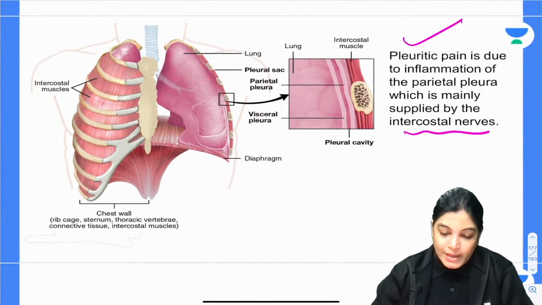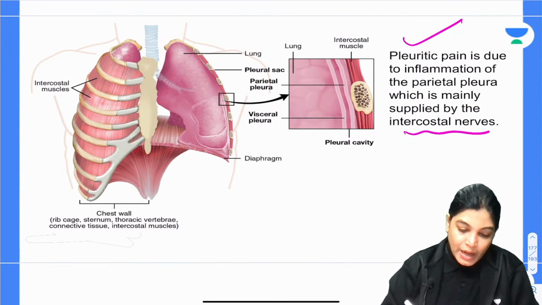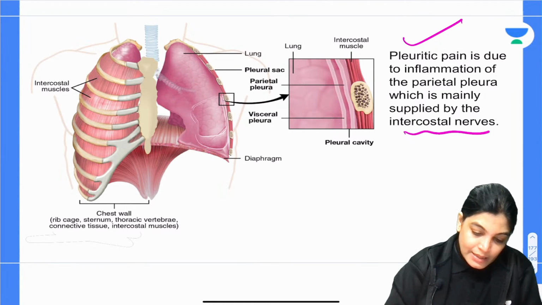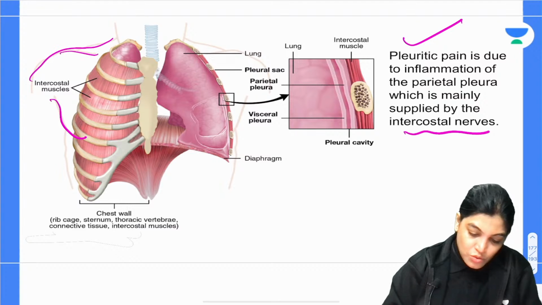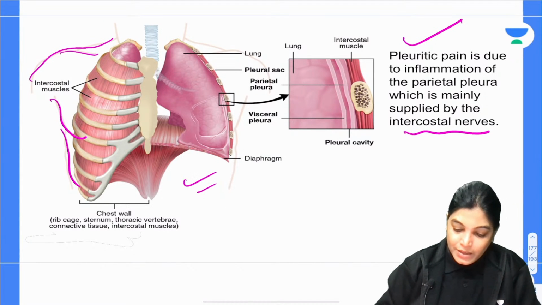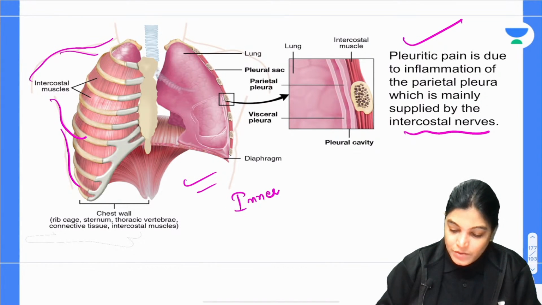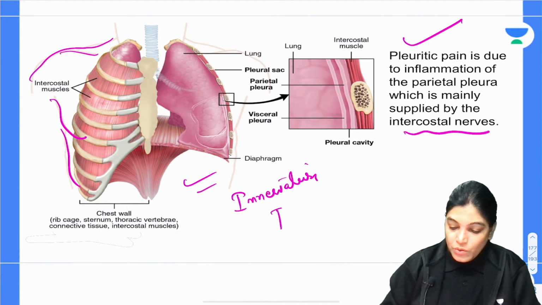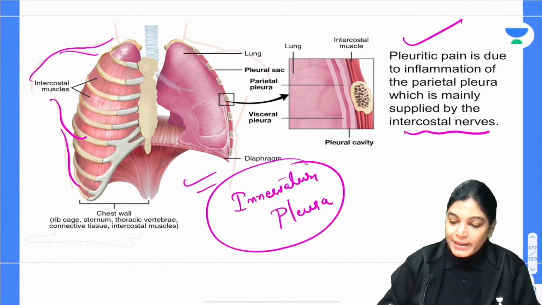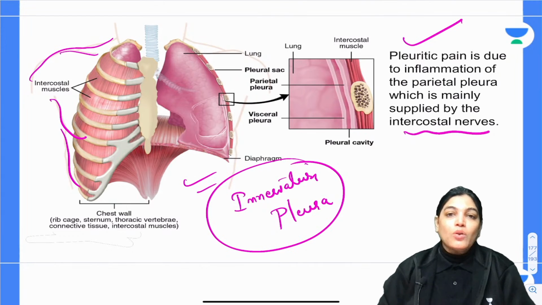So here you can see the pleural sac has been shown, and you can see here clearly that these intercostal nerves have been shown, and intercostal nerves are giving innervation to the pleura. So to relieve the pleuritic pain, we will infiltrate the local anesthetics in the intercostal nerves.